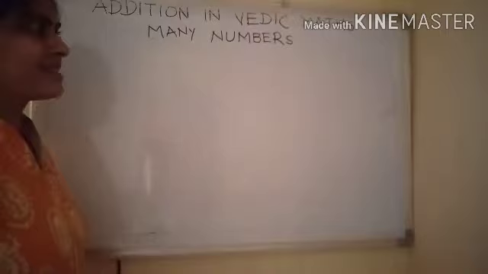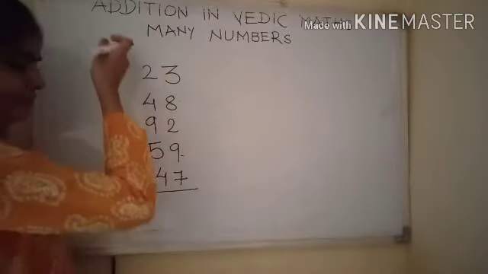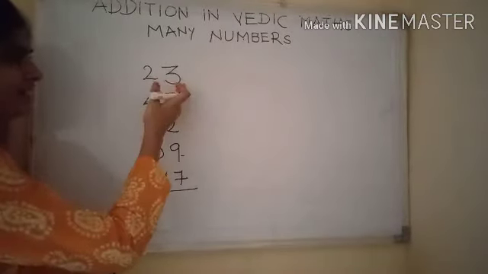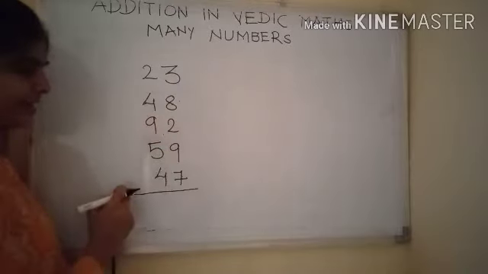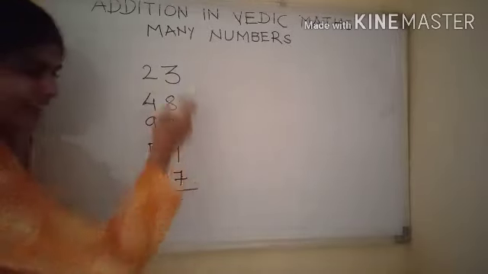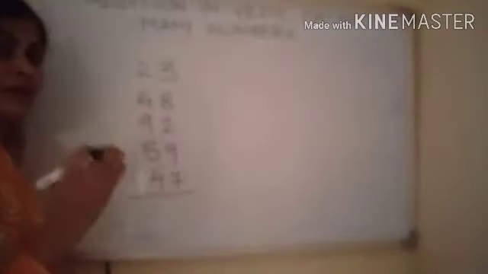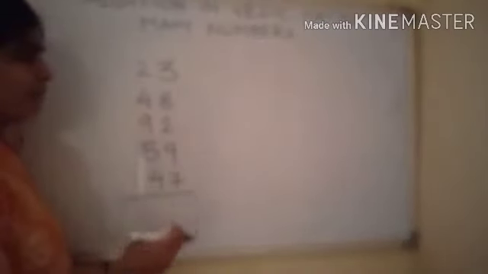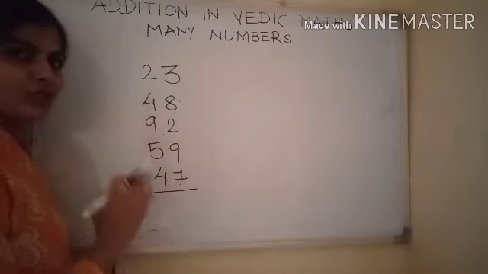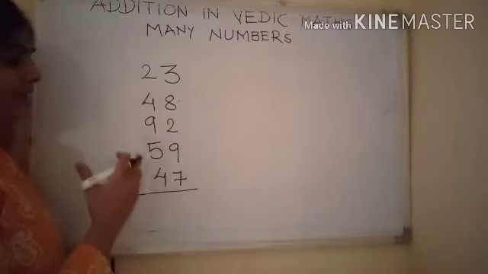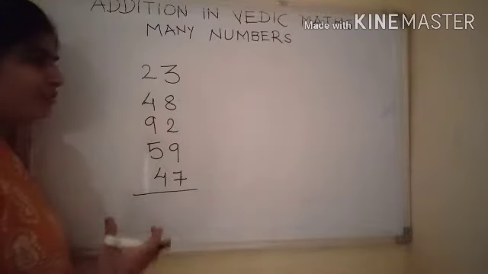Now let's start today's session. We need to add these numbers: 23 plus 48 plus 92 plus 59 plus 47. We have already discussed how to do addition of single digits in a previous session. You can go through the link. Here I will explain how to do it.